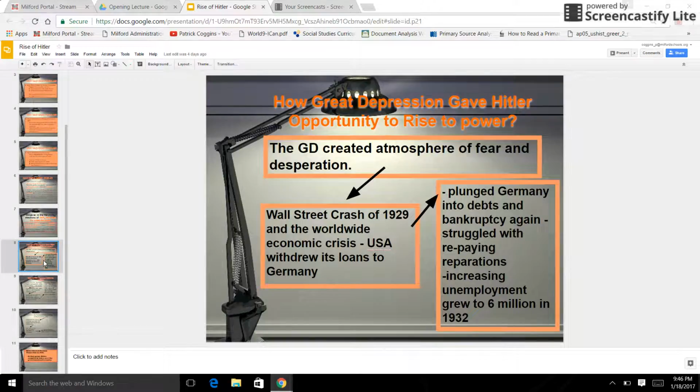Well, for one thing, the Great Depression gave Hitler the opportunity to rise to power. The Great Depression created an atmosphere of fear and desperation. When Wall Street crashed in America, it created a worldwide economic crisis, and it plunged Germany deeper into debt and bankruptcy because it couldn't repay its war reparations. As a result, unemployment grew to as high as 6 million people. So the Great Depression helped Hitler rise to power.